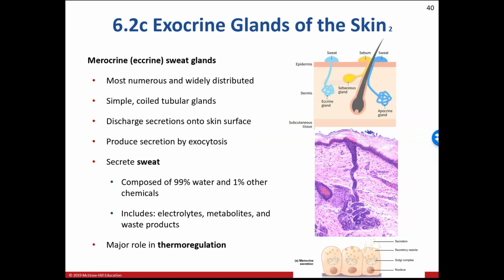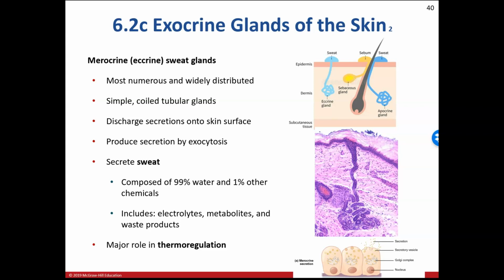So first, let's discuss some detail on that merocrine or eccrine sweat gland. Remember, that's this one that's coiled up and then has a duct that brings it up to the surface of the epidermis. This is going to be the most numerous type of sweat gland and the most widely distributed. We are going to have simple coiled tubular glands here, and it's going to discharge those secretions onto the surface of our skin, like I mentioned earlier. It takes place by secretion of exocytosis. So we are going to have vesicles that contain the sweat and then we'll release it. And our sweat is composed 99% of water and 1% of other chemicals.